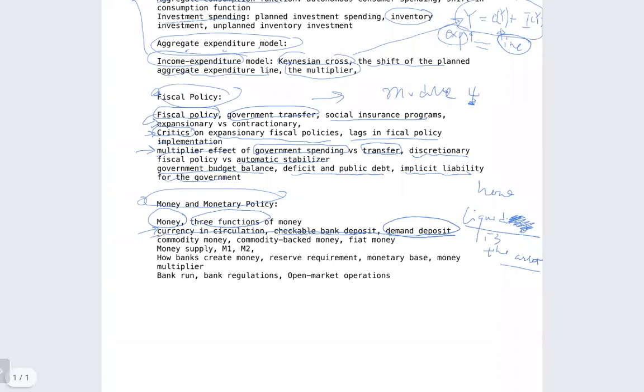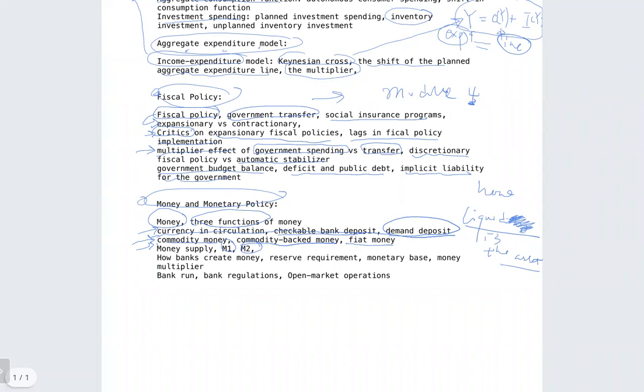And then next, we look at the history of money. In human history, we start with commodity money, then we evolve to use commodity-backed money, and finally we use fiat money. Make sure you understand the difference. So we talk about money supply. Regarding the money supply in class, we explain M1 versus M2. So make sure you understand what is included in M1 and what is included in M2.